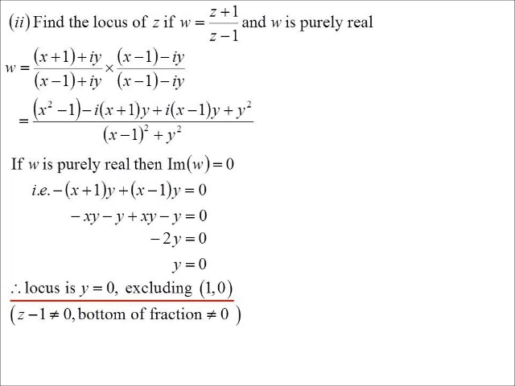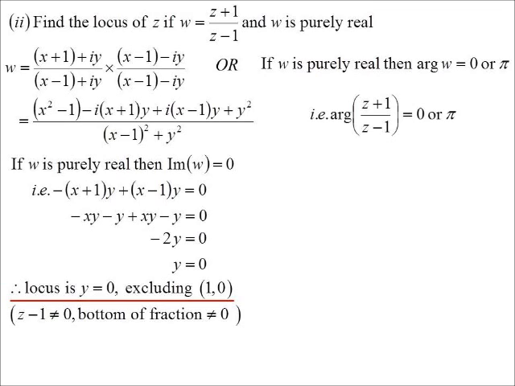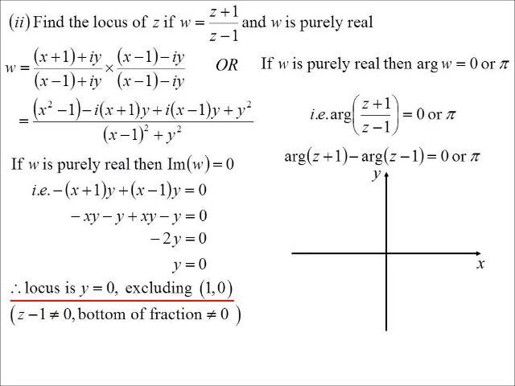Another way to think about it is, instead of saying the imaginary part is 0, I could think of it using the argument. And this sometimes can be a lot quicker. If w is purely real, then I know the argument of w is 0 or π. So I'm saying the argument of (z + 1)/(z - 1) is 0 or π. So the difference between the arguments is 0 or π.